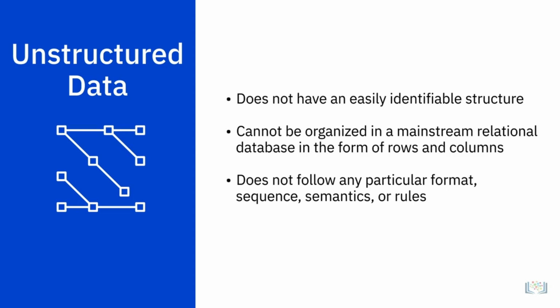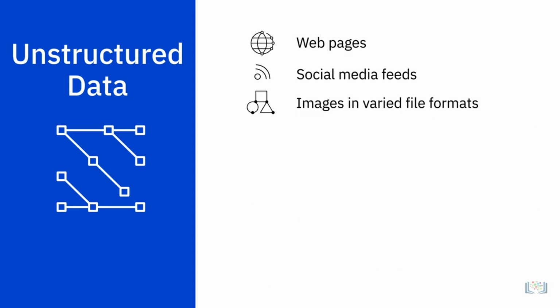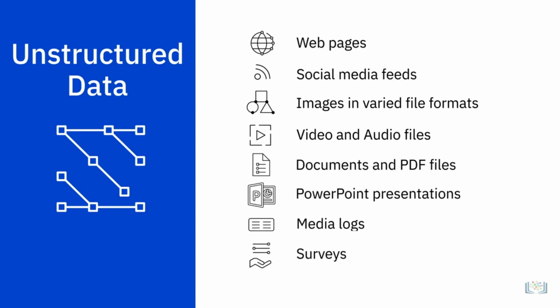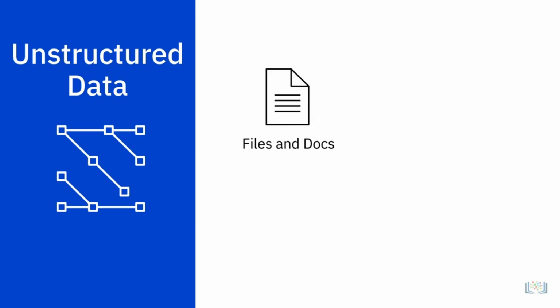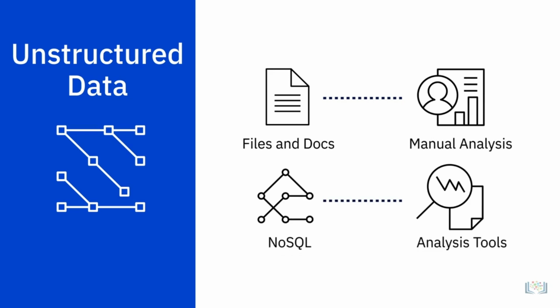Some of the sources of unstructured data could include web pages, social media feeds, images in varied file formats such as JPEG, GIF, and PNG, video and audio files, documents and PDF files, PowerPoint presentations, media logs, and surveys. Unstructured data can be stored in files and documents, such as a Word document, for manual analysis, or in NoSQL databases that have their own analysis tools for examining this type of data.